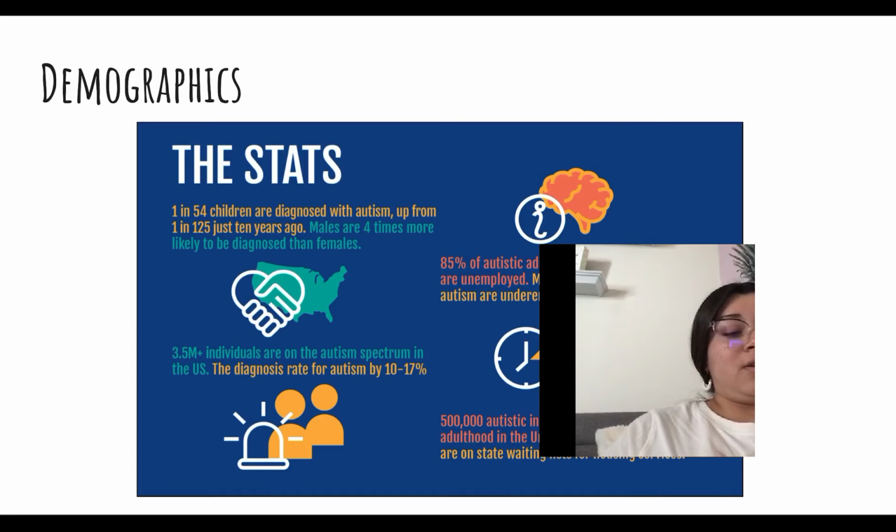Demographics. So the stats: 1 in 54 children are diagnosed with autism. Males are 4 times more likely to be diagnosed than females. And 3.5 million plus individuals are on the autism spectrum in the United States.